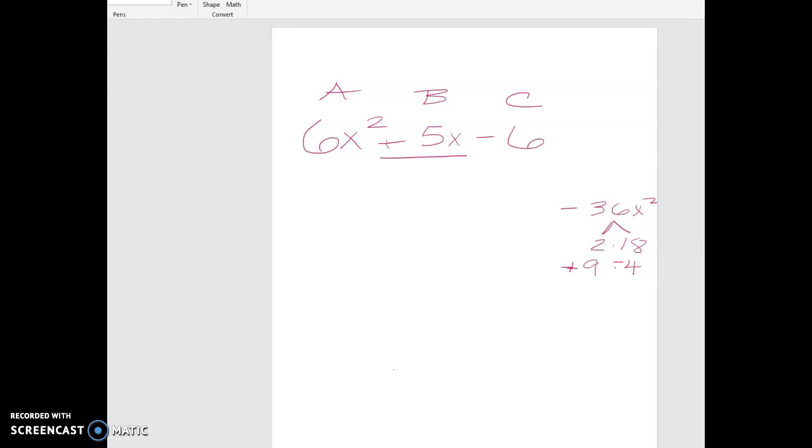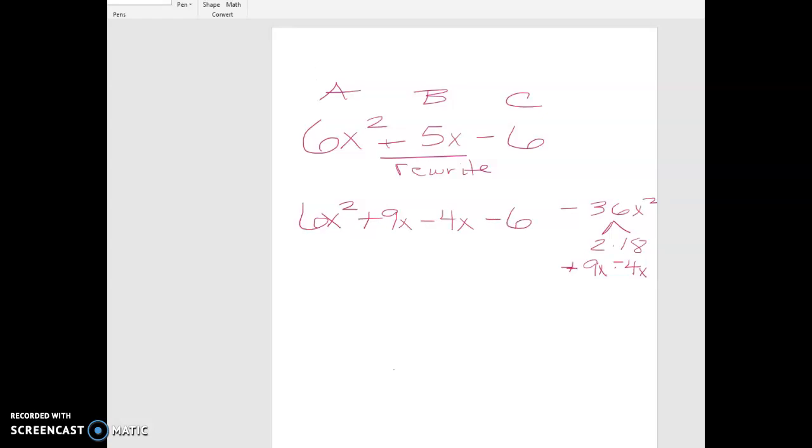And to get x squared, we're going to split that up into x times x. So then we're going to rewrite the middle term. So bring down the 6x squared, and it doesn't matter which one I put first, so I just put what I wrote first, plus 9x minus 4x, and you see that that does equal 5, minus 6.